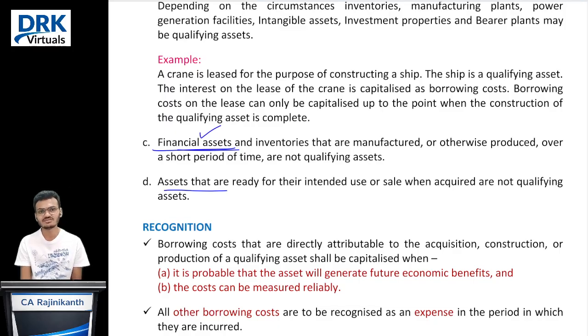However, we need to consider one thing. If an asset is ready for intended usage in a foreign country, it is very far from our country. If the transportation takes 6 months and installation takes another 3 months, it is taking a substantial period of time, correct? So we should consider the facts and circumstances of each case. That is our judgment based, right?